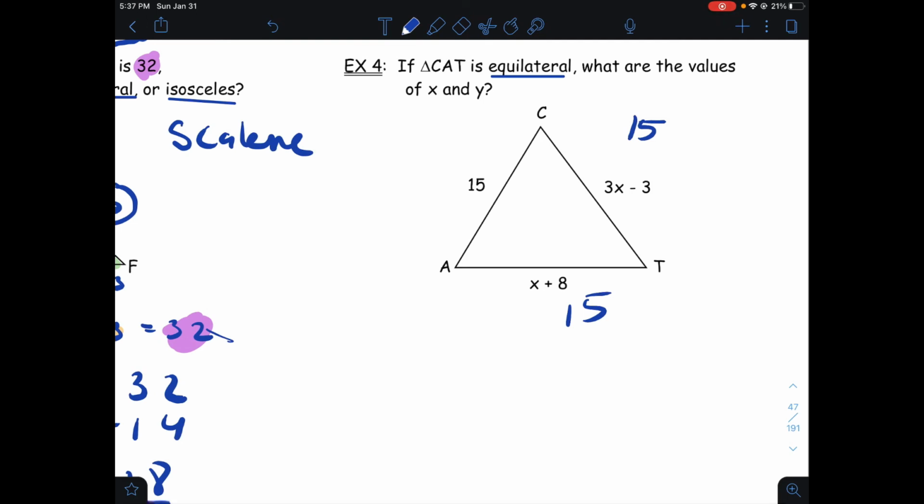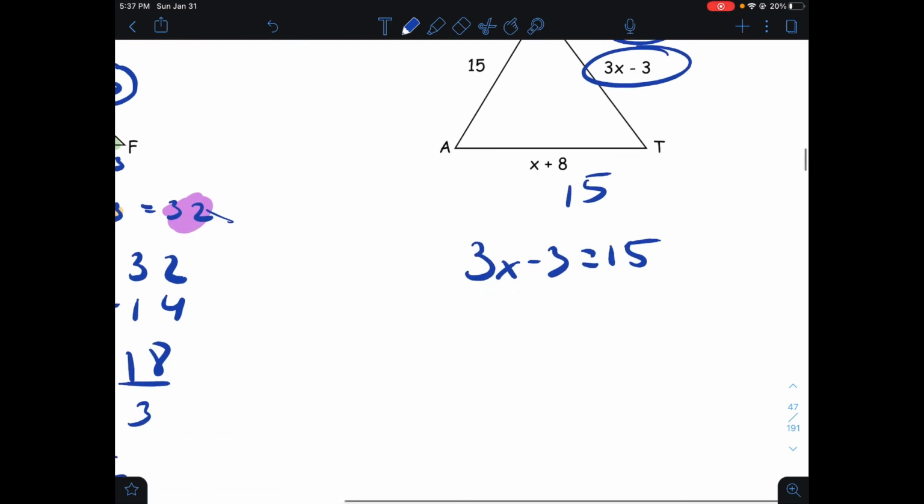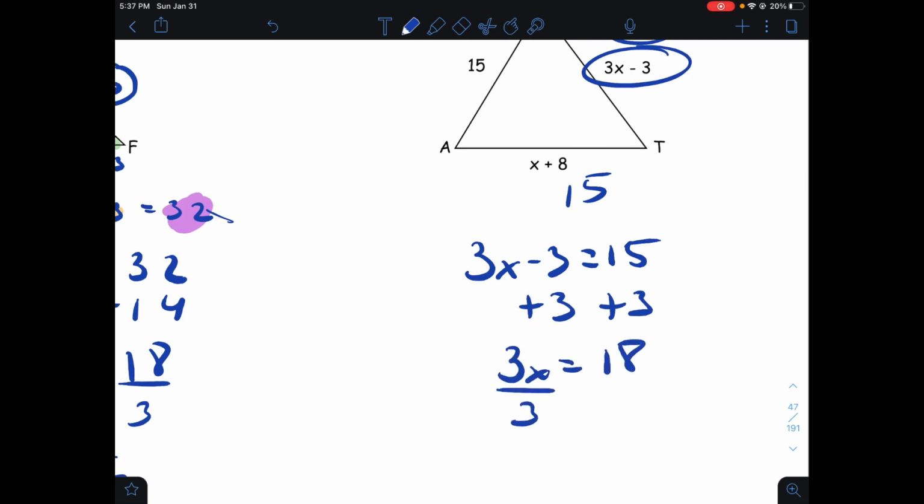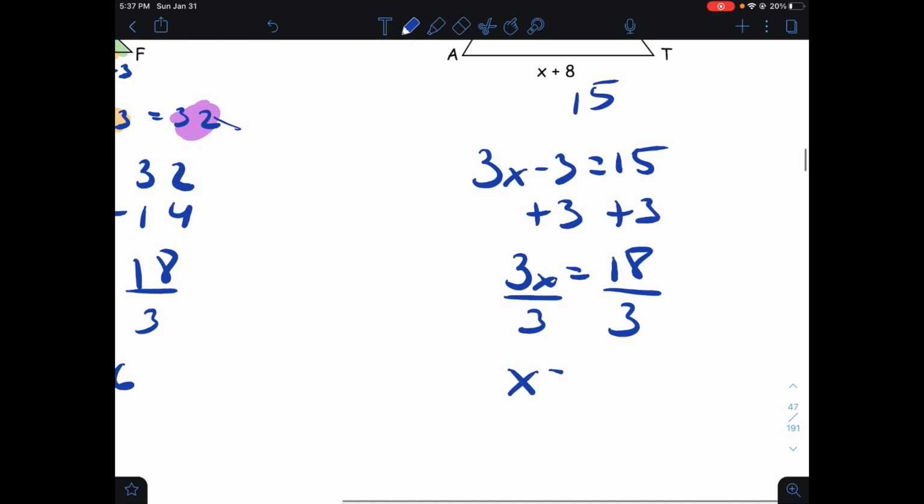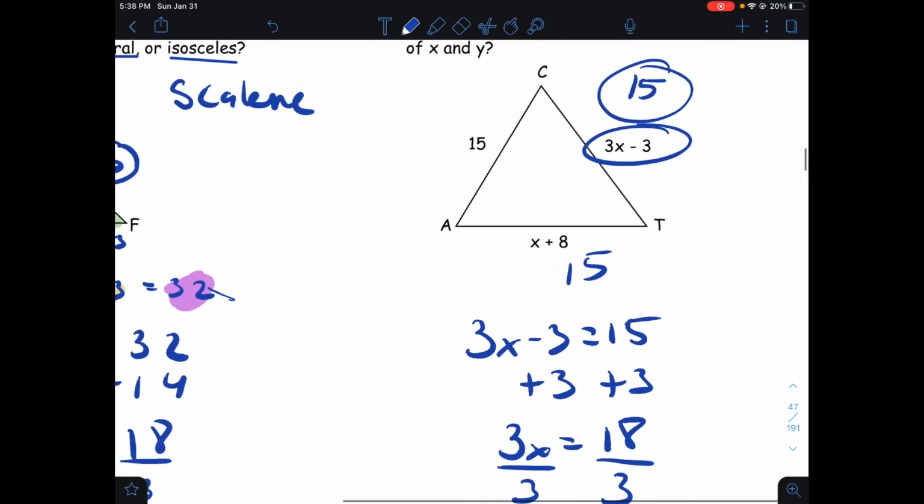I'm just going to set one of them equal to 15 because we know that that's what we're looking for here. And you know, I'm thinking this might be a typo. So let's go ahead. We'll set this equal to 15. So we'll say 3x minus 3 equals 15. And we'll say plus 3 plus 3. We get 3x equals 18 divided by 3, and we get x equals 6. So we know that this x is equal to 6.